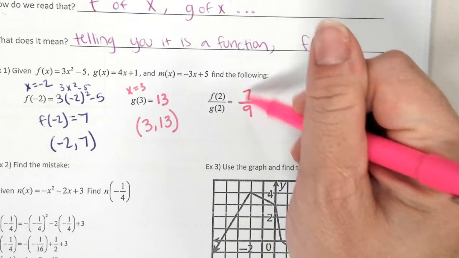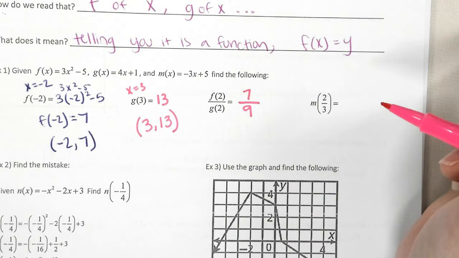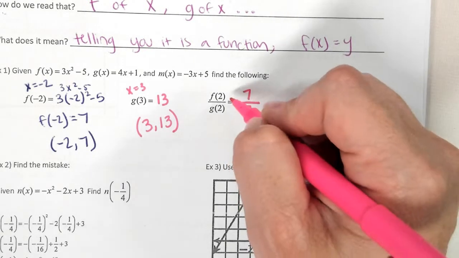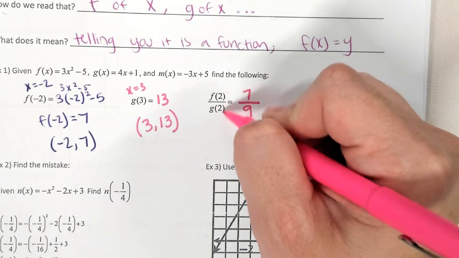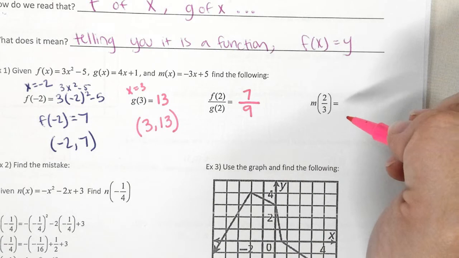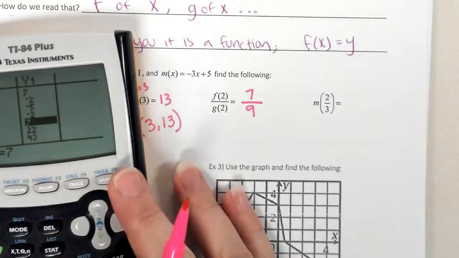Now, does 7 over 9 simplify? No, 7 is prime and 7 doesn't go into 9, so it does not simplify. Now, you cannot write this one as a point because this has multiple functions. So that's your answer. Okay, so now let's look at the last one with function m.